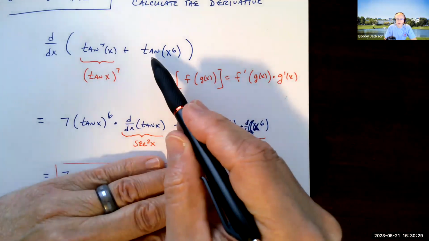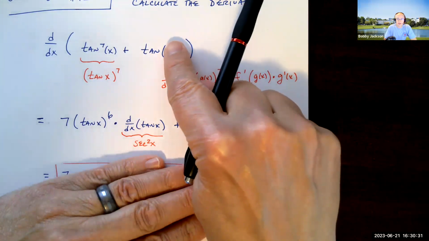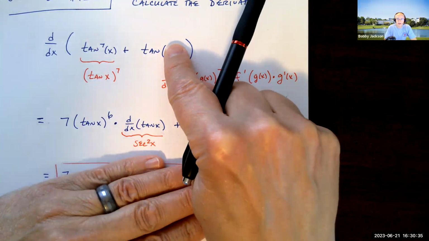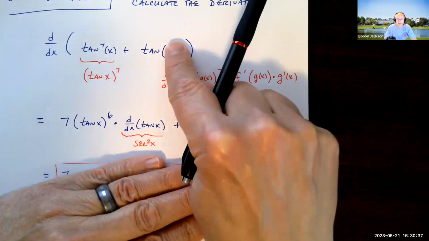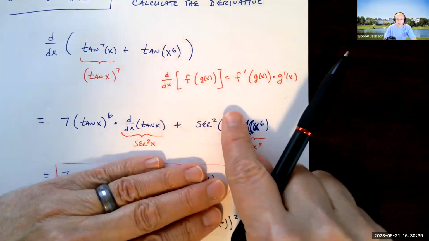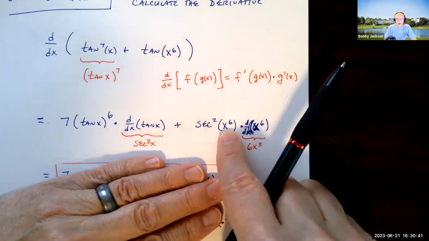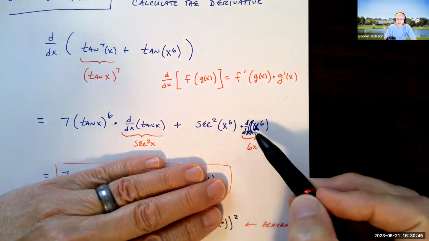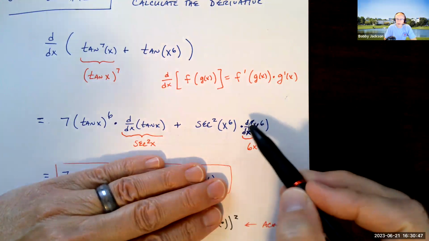Then we have the derivative of this function. The outer function here is tangent, right? It's tangent of x to the sixth. So tangent is the outer function, x to the sixth is the inner function. So the derivative of the outer function tangent, we just said, is secant squared, evaluated at that inner function, x to the sixth, times the derivative with respect to x of x to the sixth. Sorry, that's a little messy there.